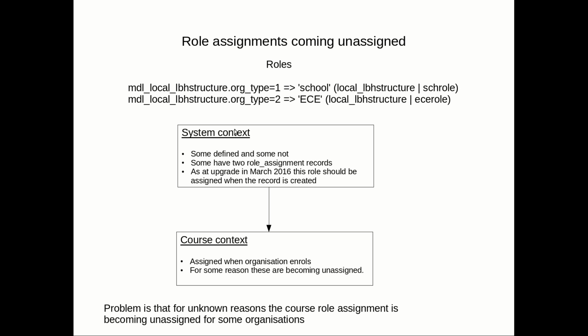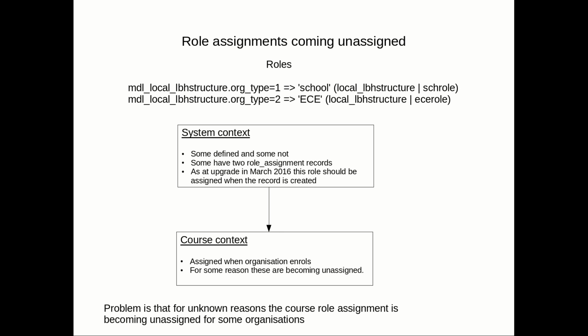At the moment, the situation with the organisational roles is a little bit undefined. At system level, some are defined and some not. Some organisations don't have any role assigned at system level, and some of them, for some reason, have 2 role assignment records. I'm not entirely sure why this is. I don't think we need to worry too much about that.